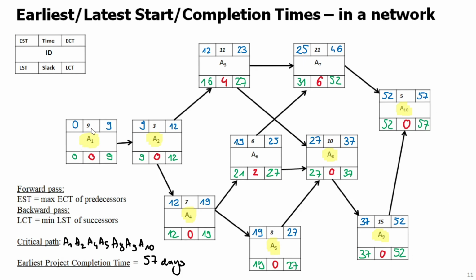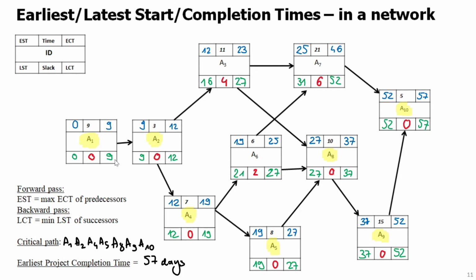It's because there is a sequence of activities, within which each following activity requires the preceding activity to be finished before it can start, right? And so on. So A2 after A1, A4 after A2, and so on, up to A10, right? And the total time of those activities, which have to be performed sequentially, is 57 days. That's why the whole project takes 57 days.